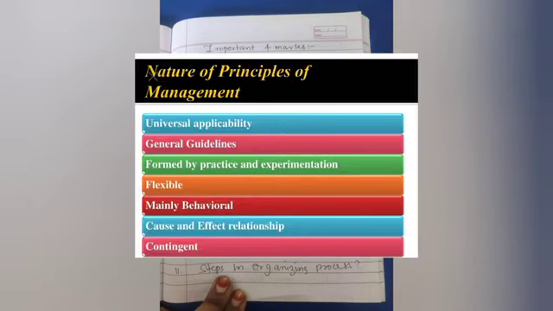Let's discuss the next, 4 natures of principles of management. These are all the 4 natures of principles of management. The nature of the principles of management is that they have universal applicability and are general guidelines. They are formed by practice and proper observation and experimentation, and the principles of management are flexible and based on human behavior and on cause and effect relationship, and they are contingent. So these are all the nature of the principles of management. You need to write a short heading and very short explanation.